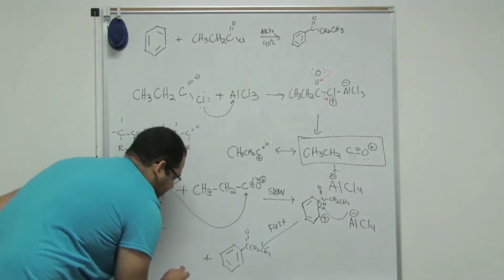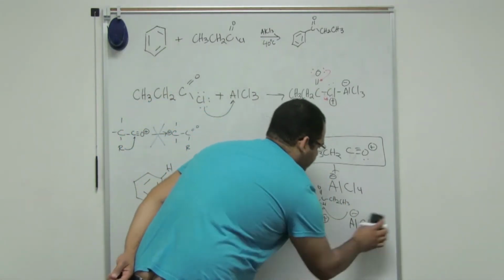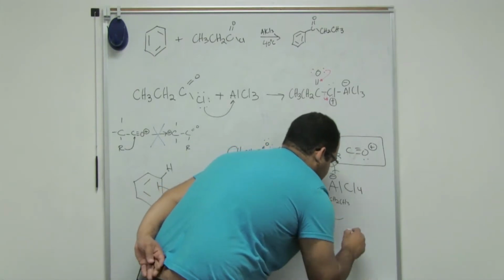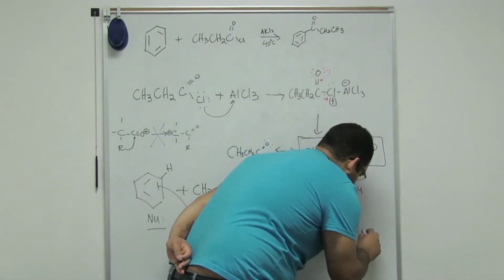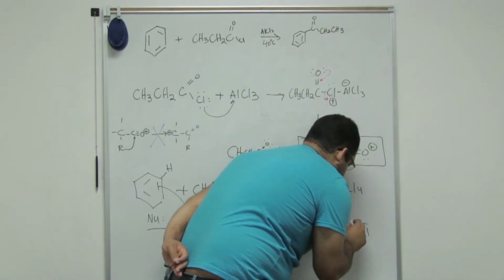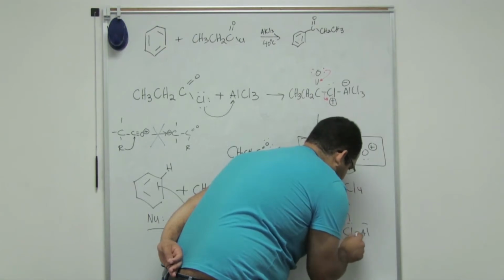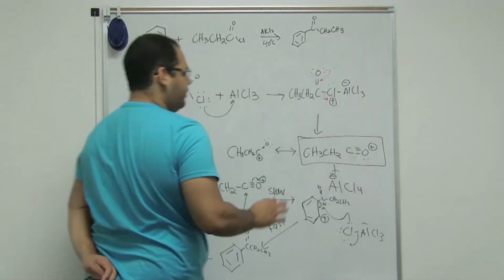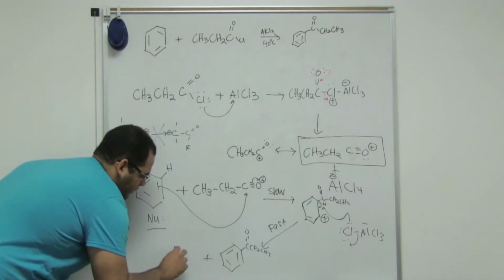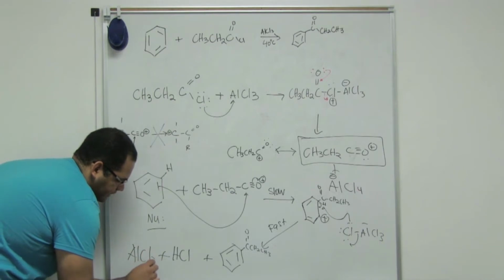Plus, I would just draw this again. Let me just redraw this. This is a Cl, and now Al minus 6. So we grab the hydrogen there, we end up with that product plus our catalyst.